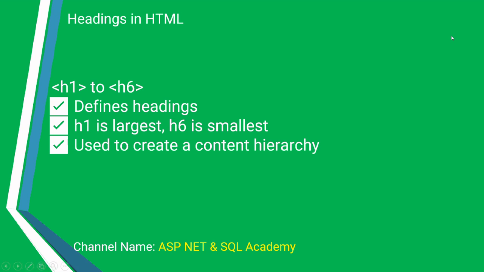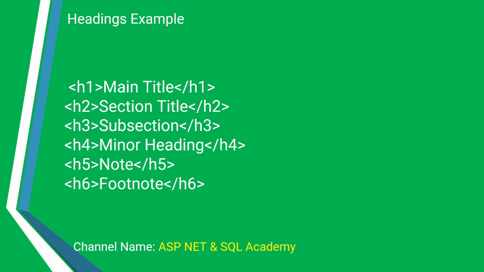Here is an example using all 6 heading tags. Try this in your browser and see how the font size decreases from H1 to H6. Use headings logically to outline your content.